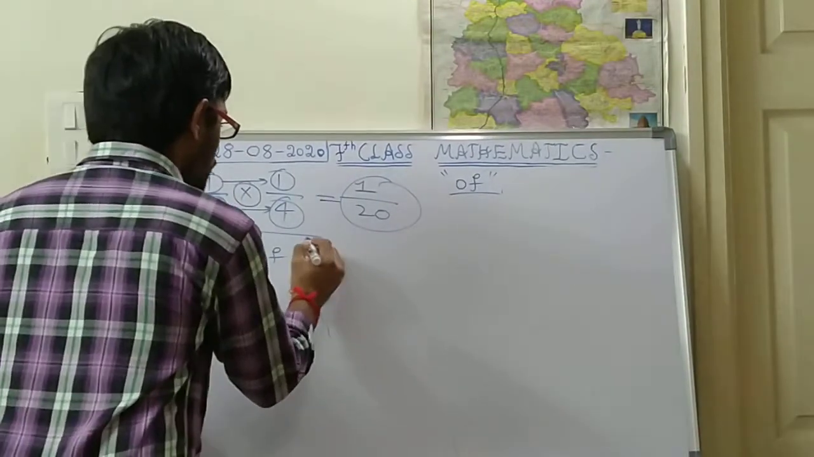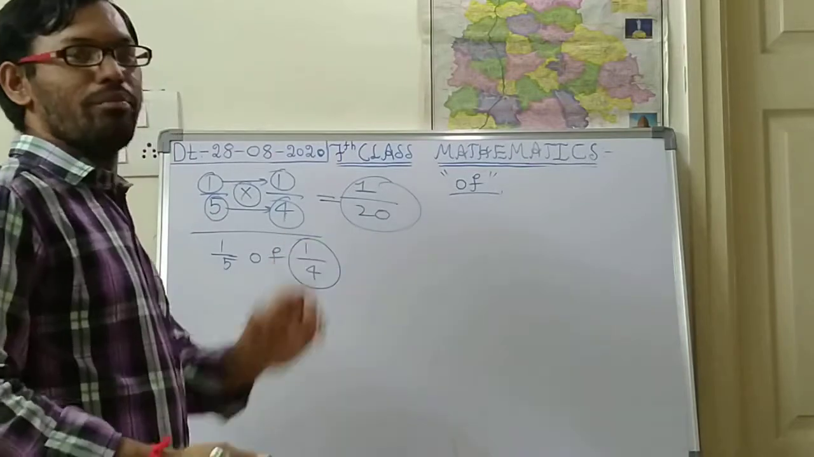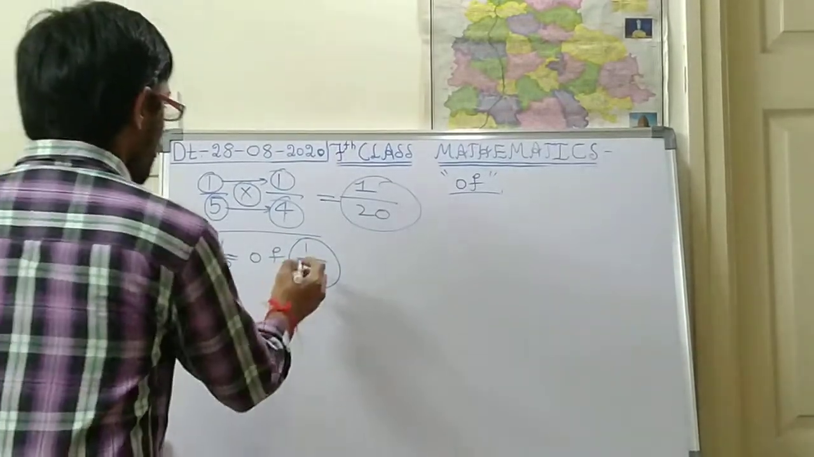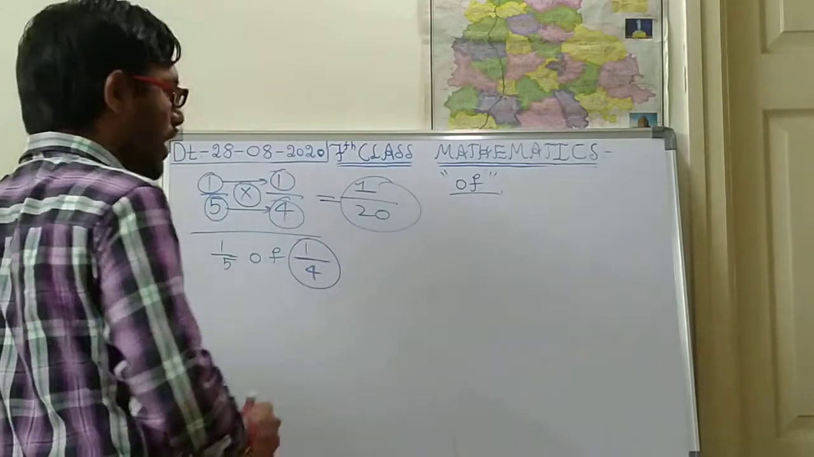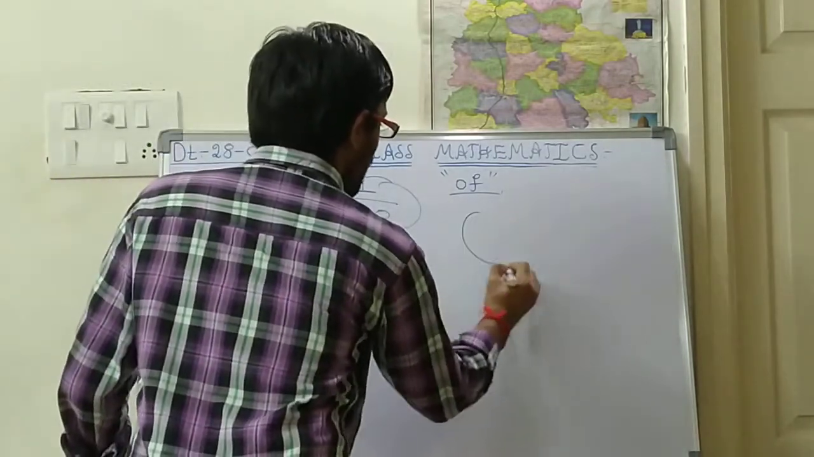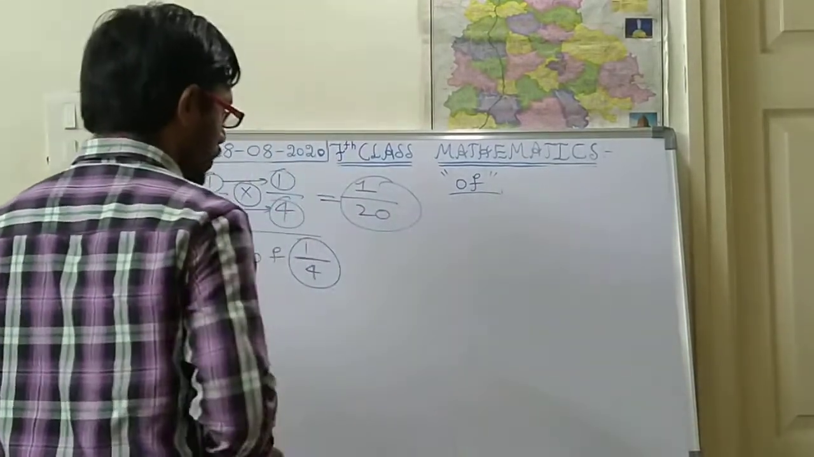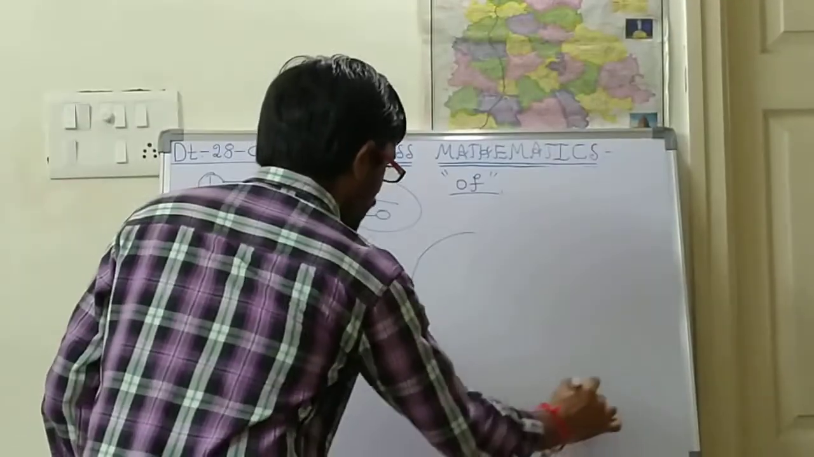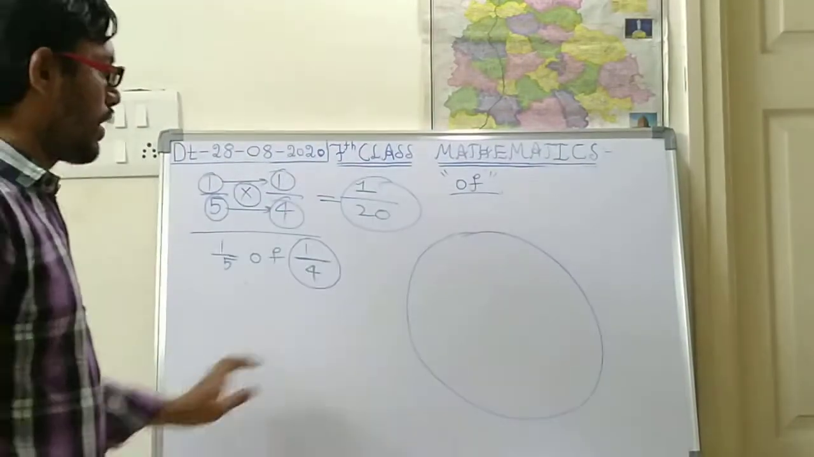First you have to check what is 1 by 4. So you have to show 1 by 4 in the pictorial representation. So in a circle there are 4 parts. Okay, I will draw a big circle, so that you can see very easily.